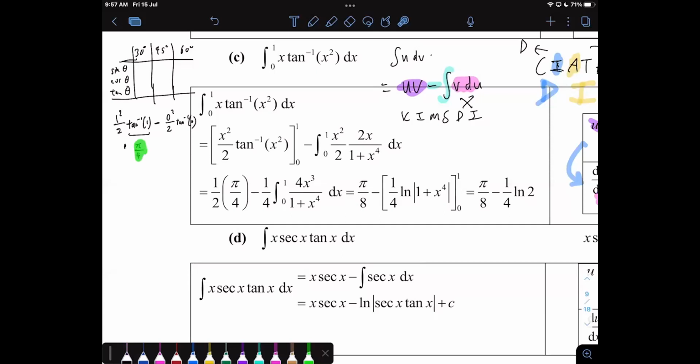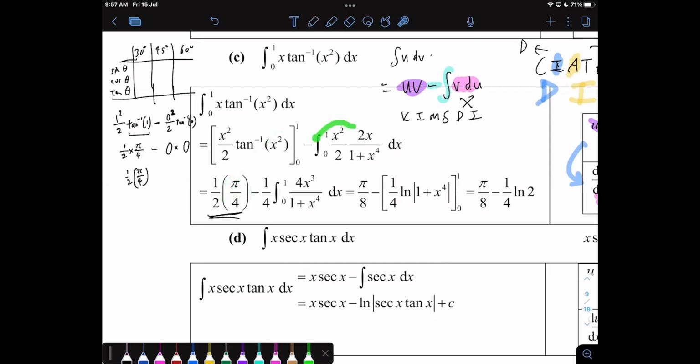Okay, tangent inverse of 1 is pi over 4. Then 1 square over 2 is just a half. Then minus away 0 square, that's just 0. Then 0 divided by 2 is? 0. Multiplied by tangent inverse 0 is still 0. 0 times 0 is? 0. So you're just left with half times pi over 4. Okay, that's how you evaluate this guy.